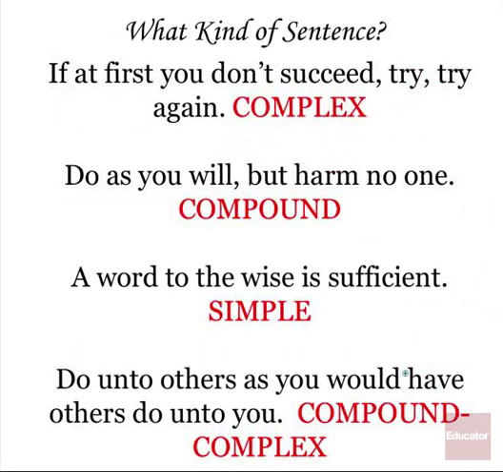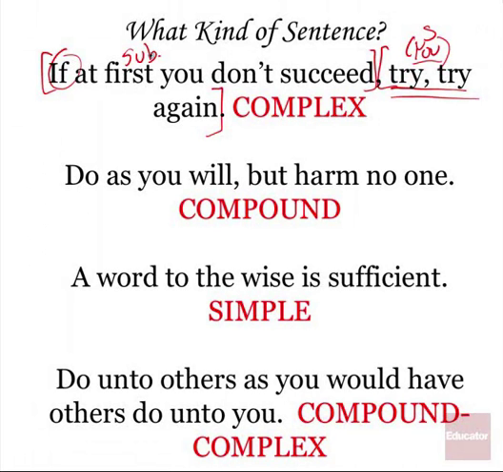And here we see, if at first you don't succeed, try again. Well, we have a command here. Try is our verb. You is our implied subject. And this is an independent clause. But if at first you don't succeed, there's that subordinating conjunction if, so we know that this is a subordinate clause, which means, since this is a sentence with one subordinate and one independent, it has to be complex.